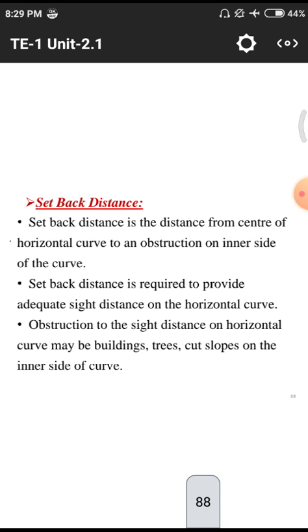Obstructions to the sight distance on a horizontal curve may be buildings, trees and other cut slopes on the inner side of the curve. This is the main problem while we are traveling on those horizontal curves, so we shouldn't take overtakes there. When the road is as straight as possible, we can take these overtakes. Whenever there are no proper straight conditions, we shouldn't overtake. We have to go for a particular length, and after that we can take these overtakes. This is the main phenomenon explaining these setback distances due to discomfort.